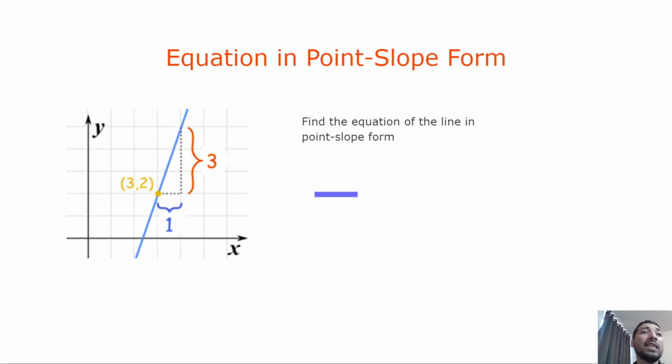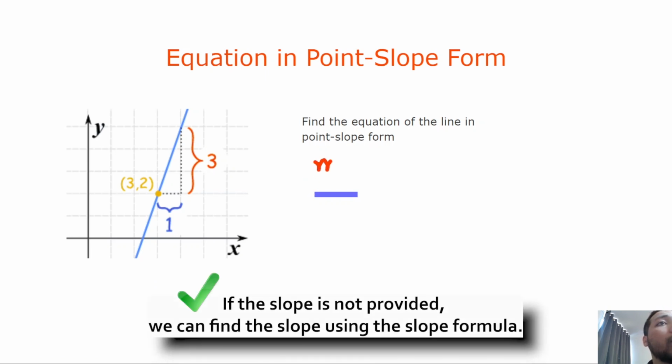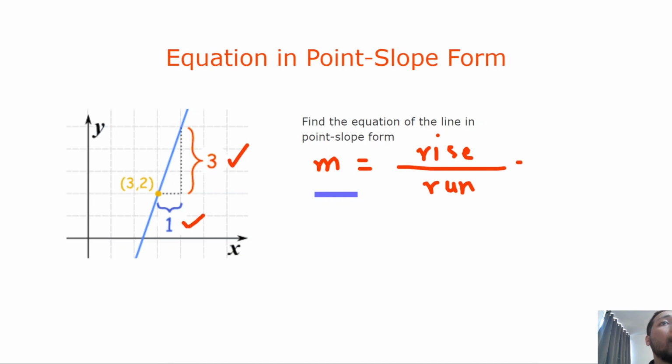Now let's try to apply the strategy over here. Over here, we can see the line is passing through the point (3, 2), and we can also see that we have a rise and run provided on the graph. So how can we find the point-slope form for this graph? So the structure is we first need to find the slope. For slope, we use rise over run. In this case, our rise is 3 and run is 1. So slope is 3/1, which is reduced to 3.